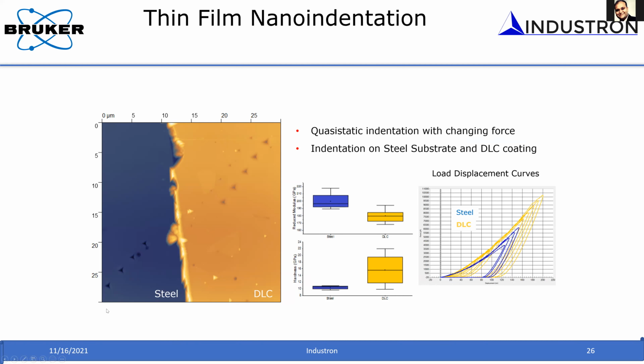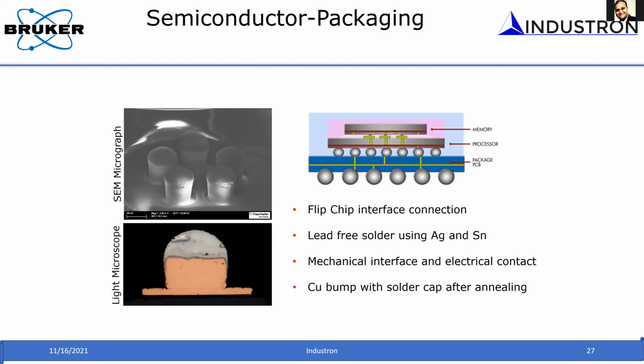These are all the load displacement curves. The blue curve is for the steel. The yellow curve is for the diamond-like carbon coating. And you can see how the load displacement curves are different in different regions. And from these load displacement curves, as I mentioned before, using those models, you can calculate hardness and modulus. And then you can see the variation as you go from substrate to the film. Okay, you can directly measure those properties pretty easily. Okay, you can do that on other materials.